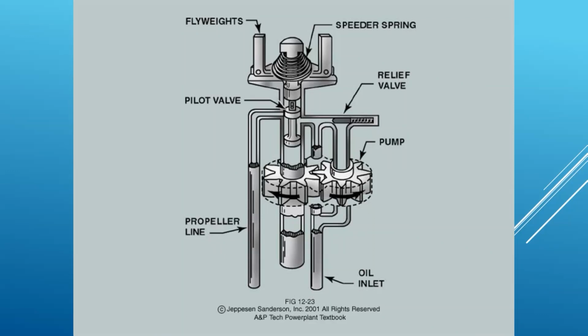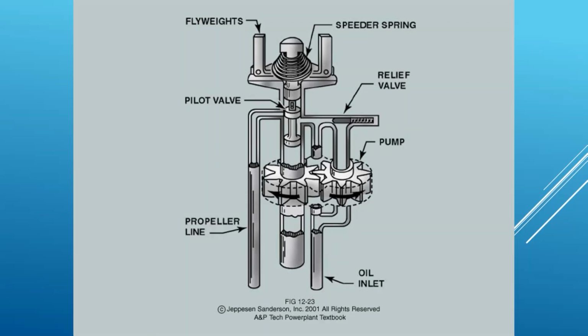We increase it. So when it goes faster, these fly weights move out. They push up on this pilot valve. That allows oil to flow out to the prop. So what is the oil doing on this propeller? Is oil pressure increasing pitch, or is it going to reduce the pitch? This is going to increase the pitch.